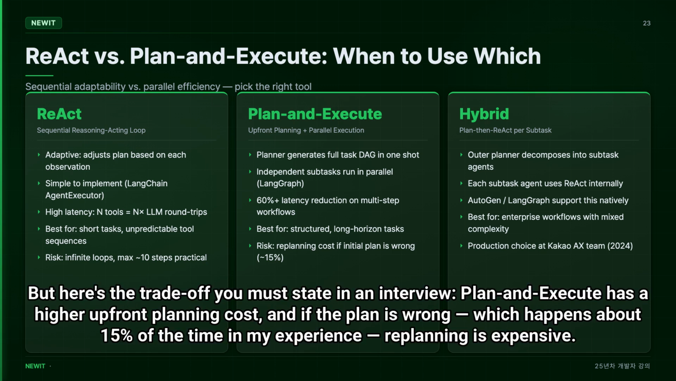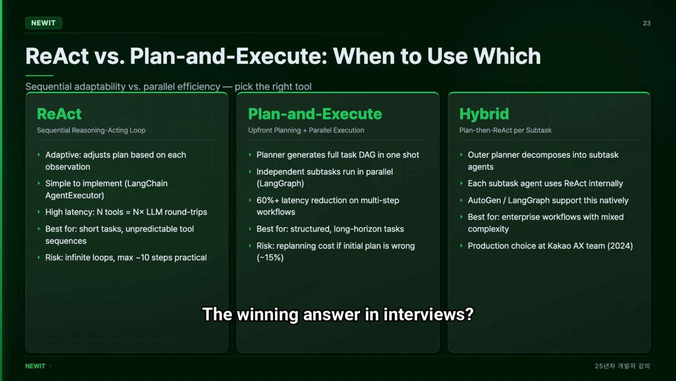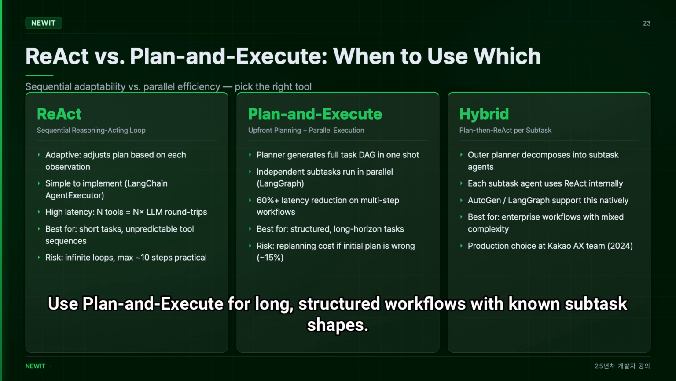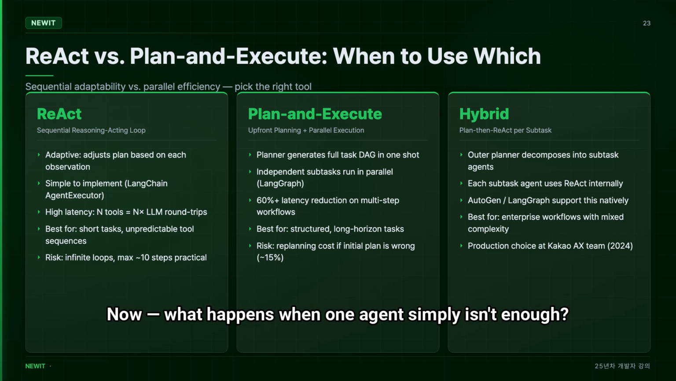But here's the trade-off you must state in an interview. Plan and Execute has a higher upfront planning cost, and if the plan is wrong, which happens about 50% of the time in my experience, replanning is expensive. ReAct is more adaptive but slower. The winning answer in interviews? Use ReAct for short, unpredictable tasks. Use Plan and Execute for long, structured workflows with known subtask shapes.